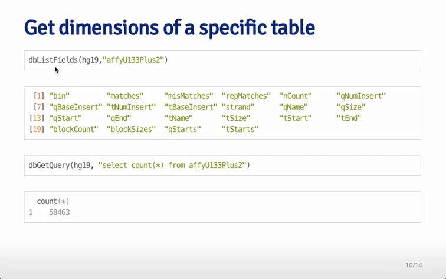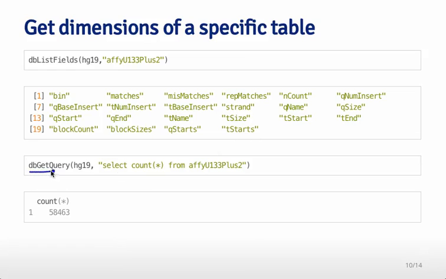And so if we look at the fields here, there are things like bin, matches, mismatches, and so forth. So now suppose we want to find out how many rows there are in this data set. We already know something about the columns, right? Because dbListFields told us all the column names, and there are something like 22 columns in this table. Then what we might want to know is how many rows it has.